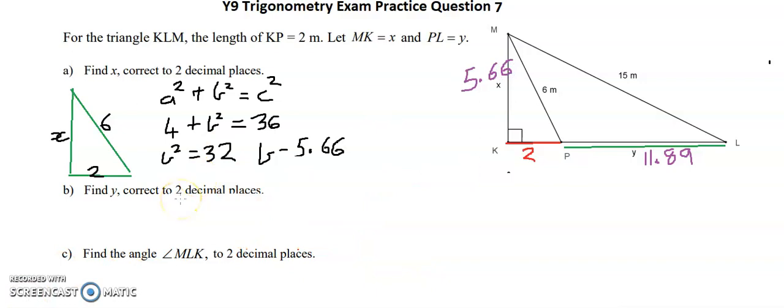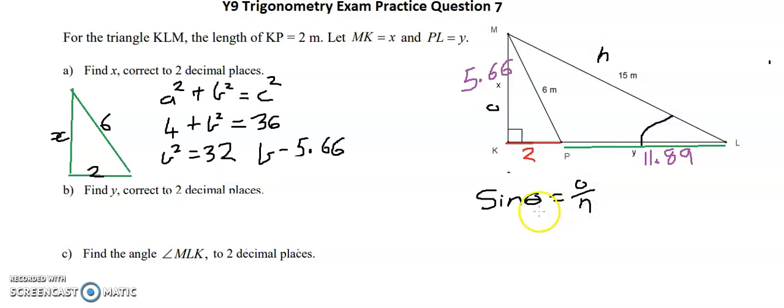Okay, so now we found x and y, we can then go to the next step, and it says find the angle of MLK. So we're wanting to find this angle. So straight away we just need to have two sides, and we've got two sides. We've got the height and we've got the hypotenuse. So I'm just going to use O and H. That means I'm using the ratio of sine. Sine alpha is equal to opposite over hypotenuse.